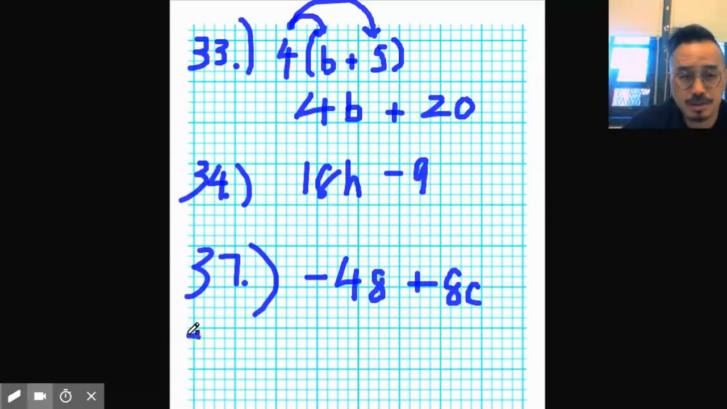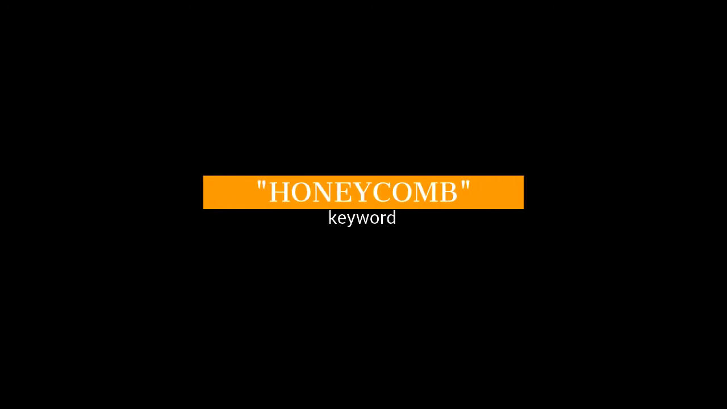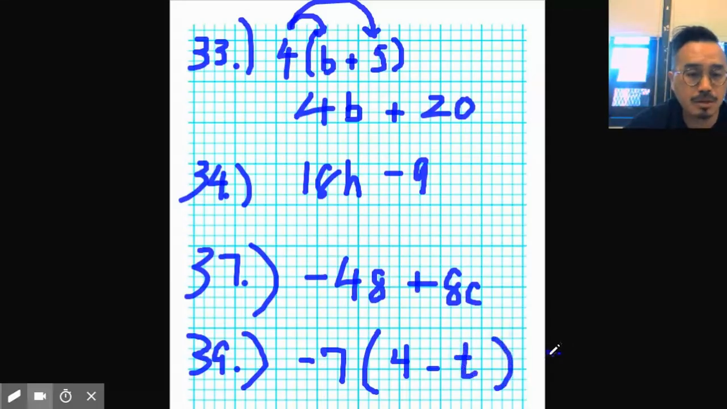Now 39 is a bit of a twist. You see how the number they have to multiply by is in the back. So if you want to, you could rewrite it as such. And so that's negative 28 plus 70. Okay, and I think that's it.